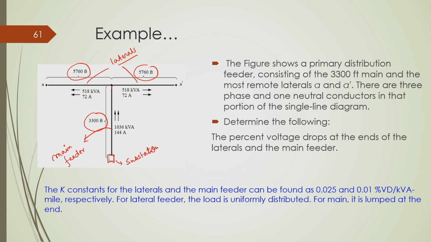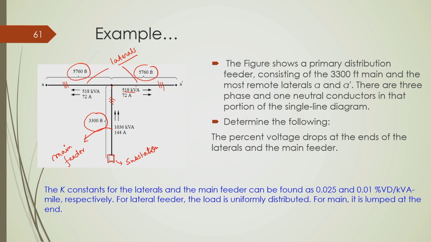Okay. Now, it is mentioned that all are 3 phase. So, this is the single line diagram. All feeders are 3 phase, and it is also mentioned how much load demand each is carrying, that is, how much load the main feeder and the laterals carry. The laterals are carrying 518 kVA each, and the main feeder is carrying 1036 kVA. Okay.